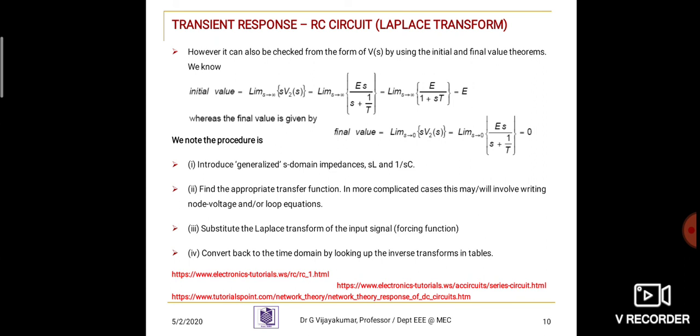Third, substitute the Laplace transformation of the input signal for the forcing function. Here the forcing function mentioned is a sinusoidal function. Fourth, convert back to the time domain by looking up the inverse Laplace transformation in the table. As a final example, I hope you are clear about what a Laplace transformation is. If you need further information, you can look into the website address, and you will get more and more ideas regarding Laplace transformation and transient response.